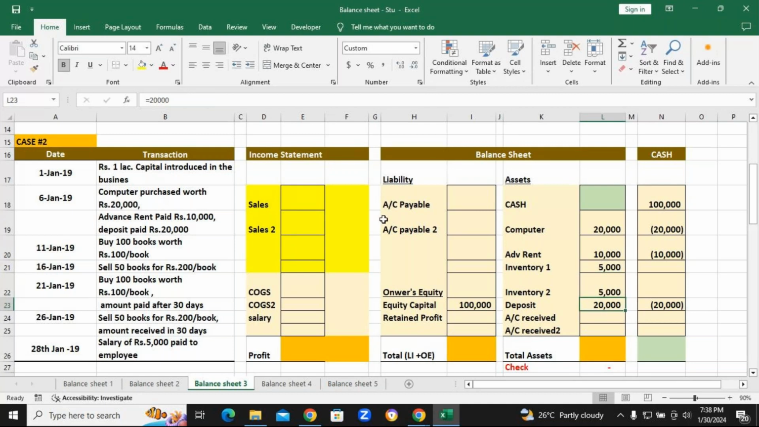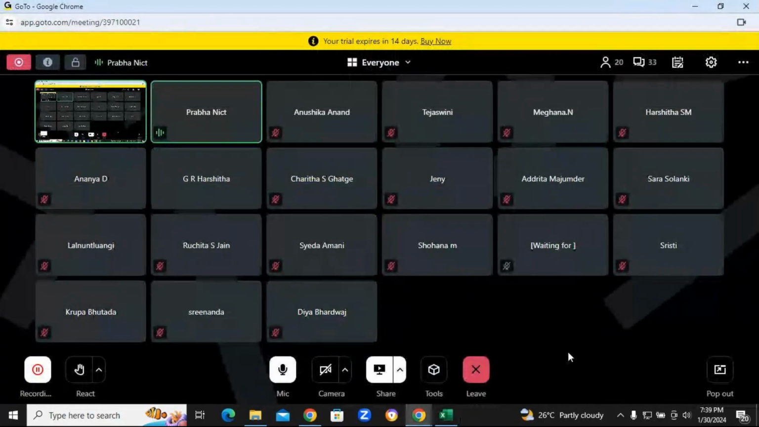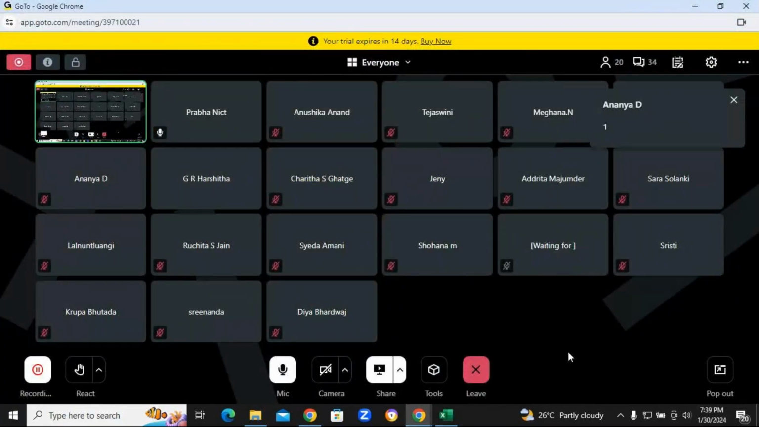Okay, so understood how I got this inventory 1 and inventory 2? Girls, understood till here? Type in 1 if you have understood till whatever I have taught. Tejaswini, did you understand, ma?